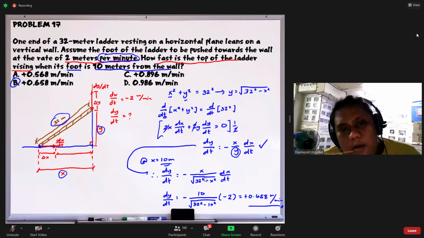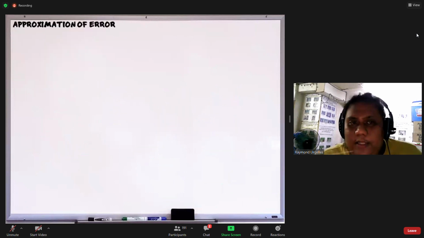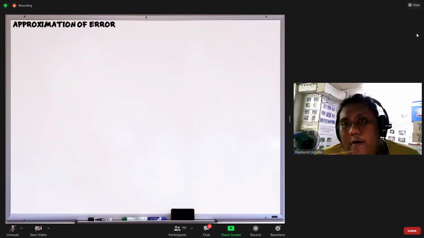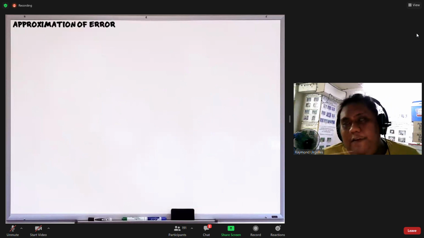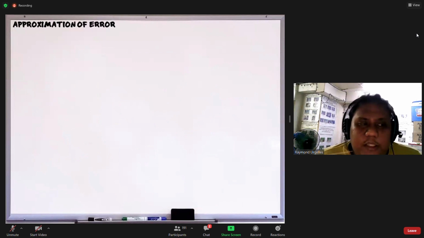Okay? Let's move to the next topic. Next topic natin is approximation of error. Again, isa na naman tong application ng differential calculus. Actually may isa pa tong kadugtong, dapat yung estimation. For example, you are getting the square root of a number. We can actually estimate the square root of a number using differential calculus. Kayo na yung bahala kung gusto nyo pag-aralan yun.